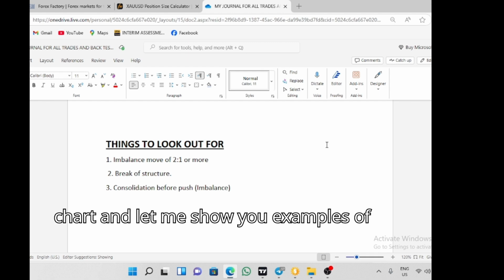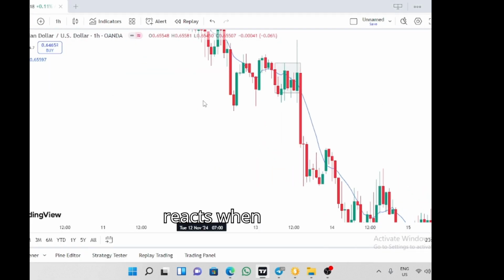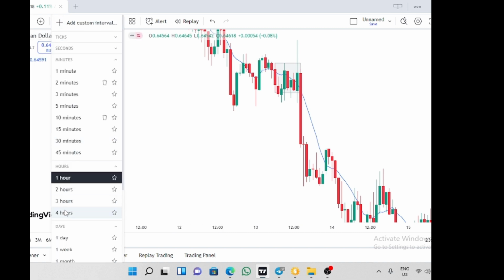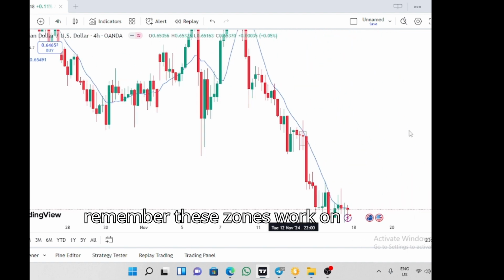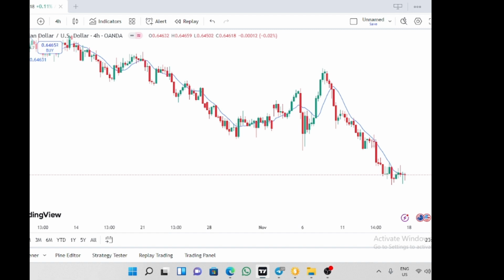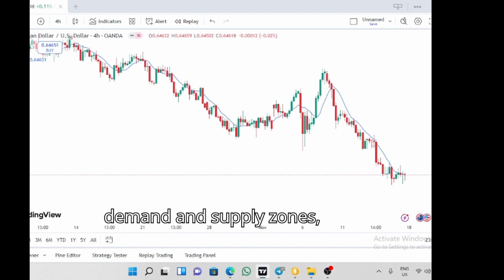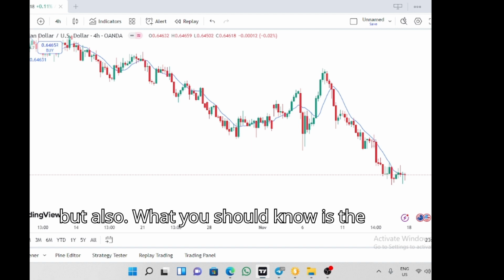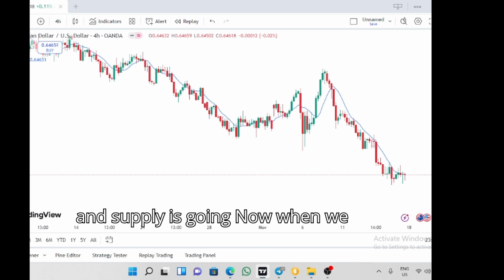Now let's move on to the chart and let me show you examples of zones and how price reacts when it gets into the zone. You should remember these zones work on every time frame. On every time frame, you can identify demand and supply zones. But also, what you should know is the higher the time frame, the more solid the demand and supply zone is.